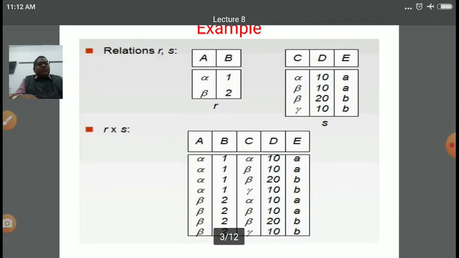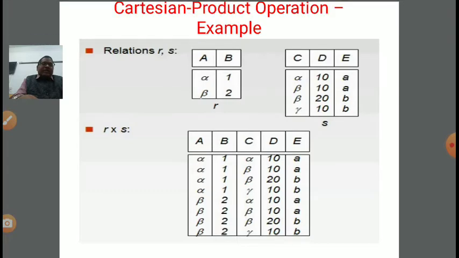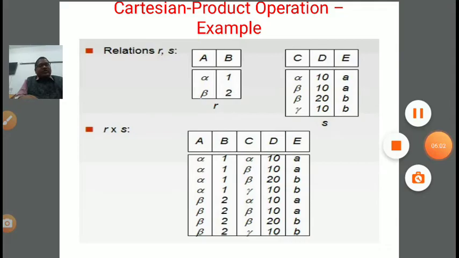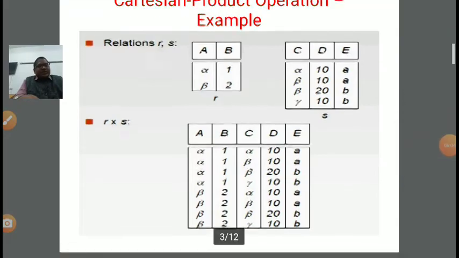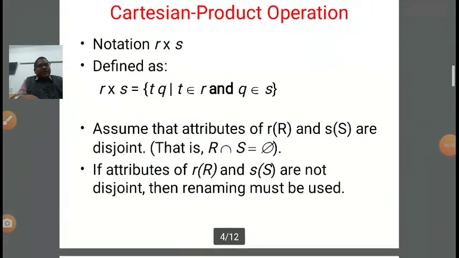Simply we need to pick all the attributes from the first relation, and after that we need to put all the attributes from the second relation and simply multiply all the rows: first row, second row, in this manner, in an orderly manner, all the rows from the first relation multiplied with all the rows of the second relation, right? So this is all about the Cartesian product.